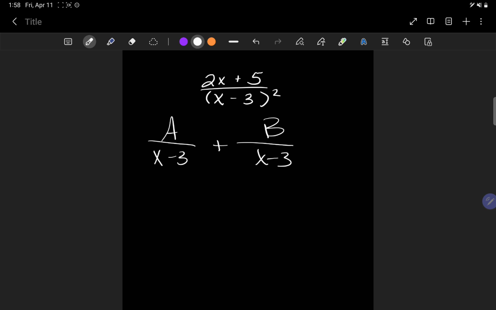Well, if I left it like this, let's just pretend I did. These are common denominators already, so I can make that one fraction already. So when I go to combine this fraction, it is just going to be A plus B over x minus 3. But A plus B is just a number, so that'd be like C.